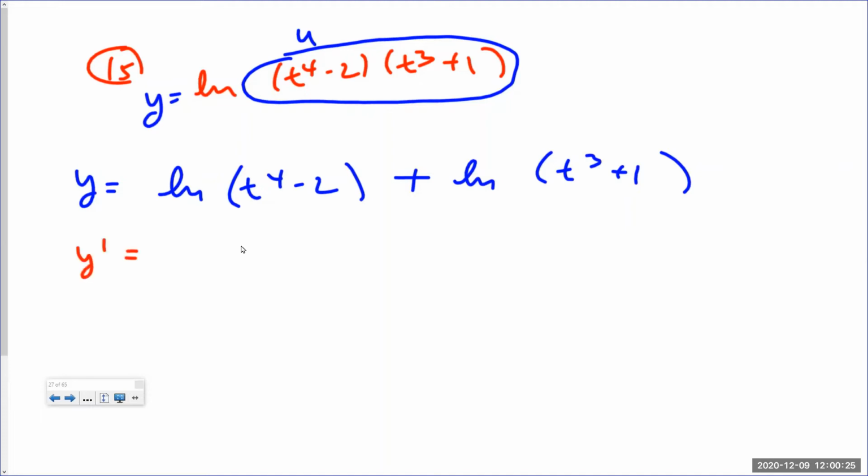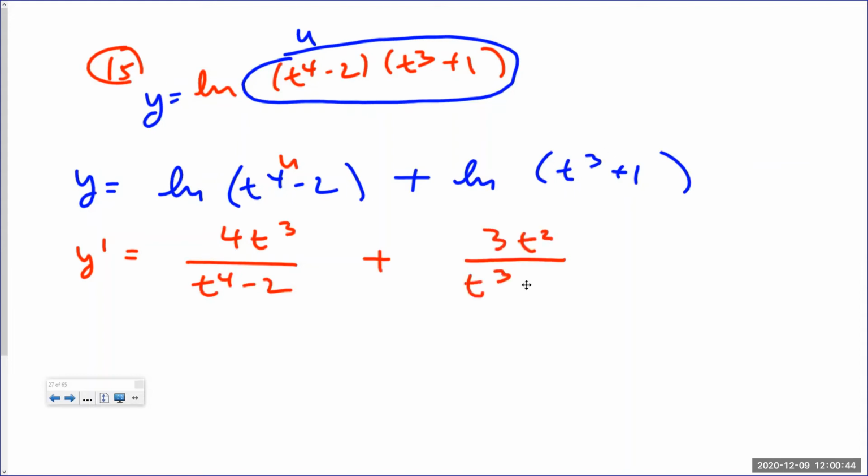What's y prime going to be? This is u, so what's u prime over u? 4t cubed, do you see where I'm getting u prime? Over t to the 4 minus 2, plus what? U prime over u, there's your u. 3t squared over t cubed plus 1.